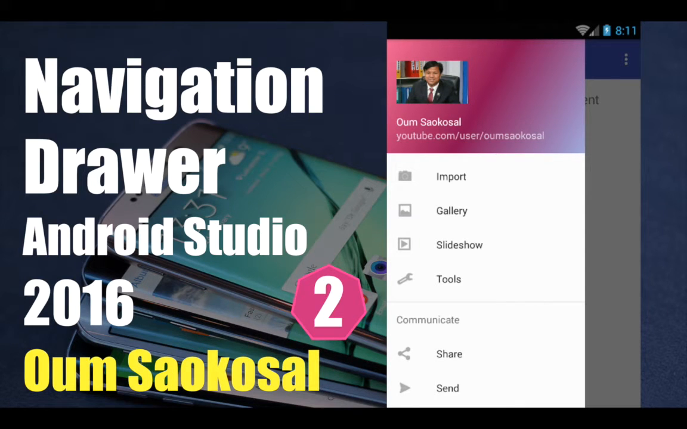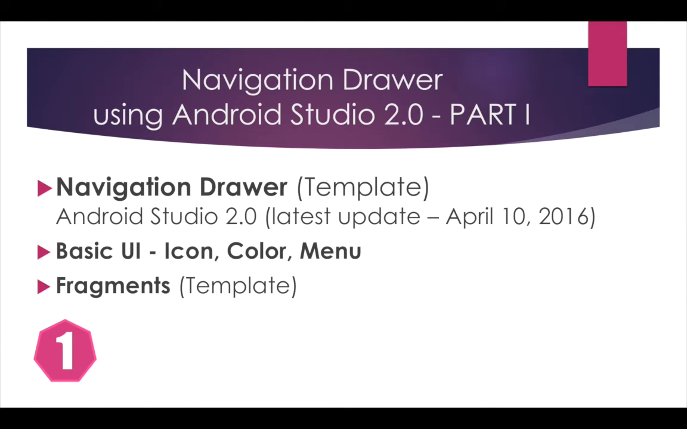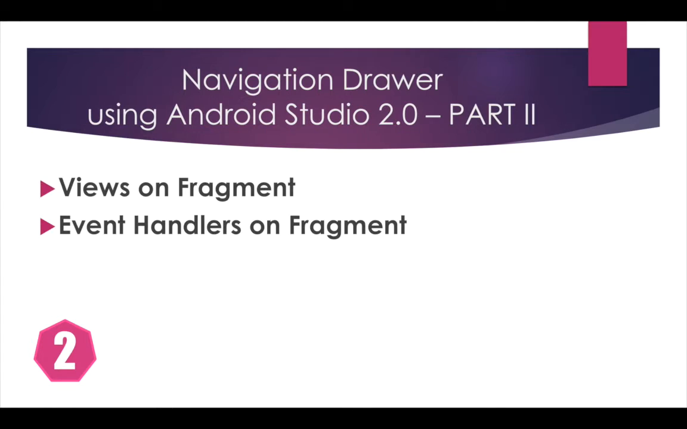This is part 2 of the navigation drawer. I continue from the previous video about the basics of the navigation drawer. I talked about how to customize some of the basic things of the navigation drawer, including the icon, color, menu, and adding some fragments. So now we go on to part 2.